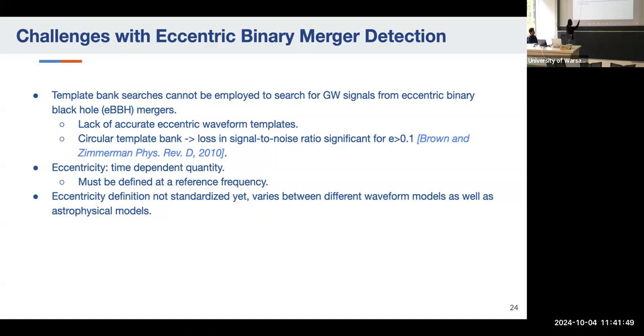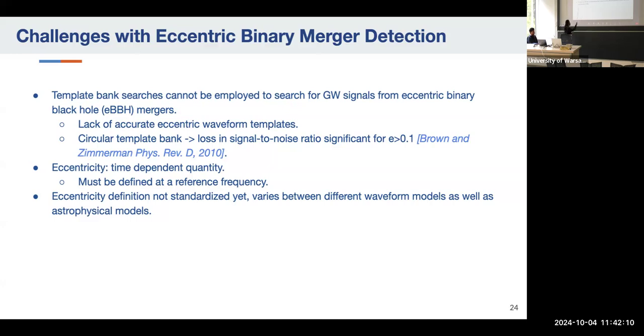Another problem is that, as I mentioned, eccentricity is lost as gravitational waves are radiated. And therefore, unlike the masses of the black holes, eccentricity is not constant throughout the evolution. It's a time-dependent quantity, and therefore it must be defined at a reference frequency, which makes analysis a little complicated.